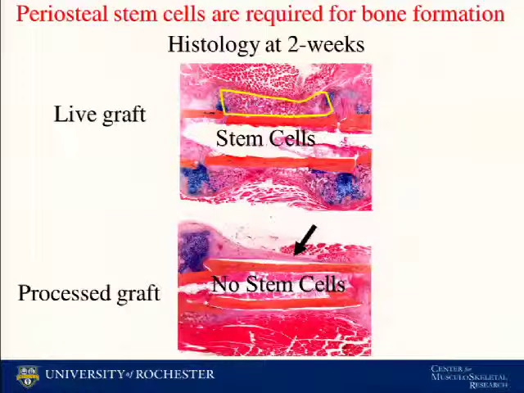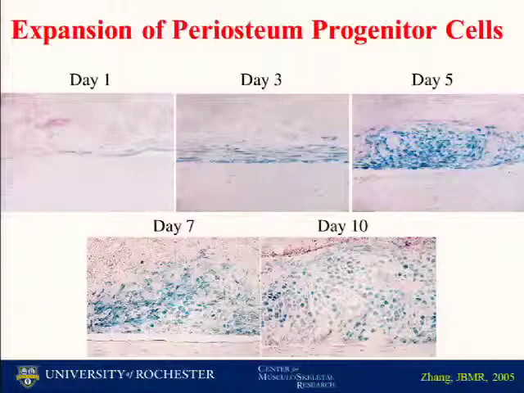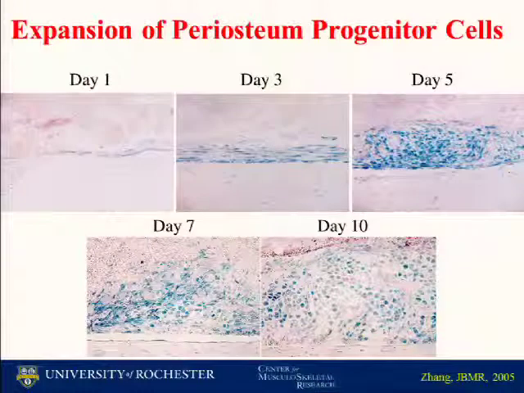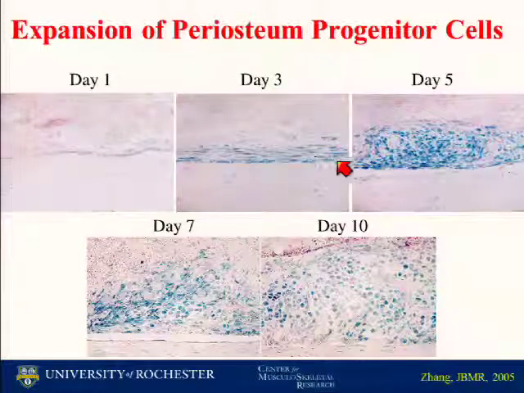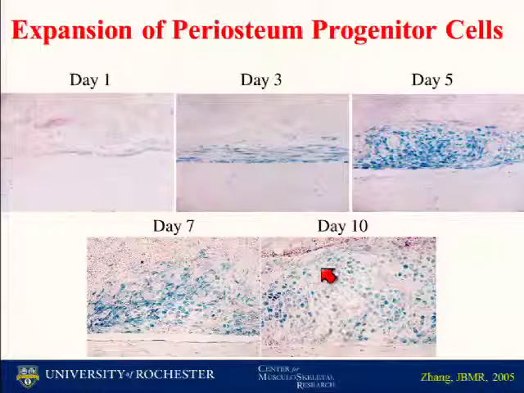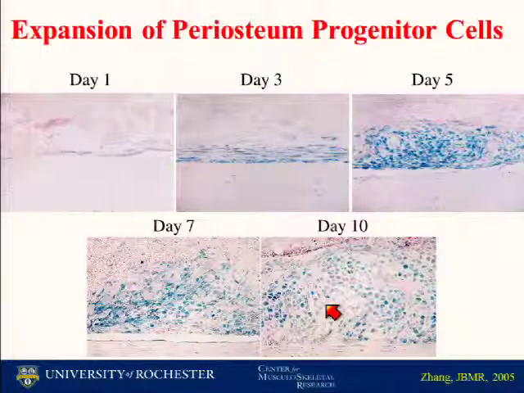To try to define this further, we used our transplantation model, taking advantage of the Rosa 26 mouse, so we could map the stem cell fate of the progenitor population. And this demonstrates this experiment where on day one, again, there's a very thin layer of periosteum. There's proliferation and accumulation of the cell populations. And eventually, you can see by day 10, there's the onset of chondrogenesis and differentiation into bone-forming tissue that will then subsequently drive the reparative process.